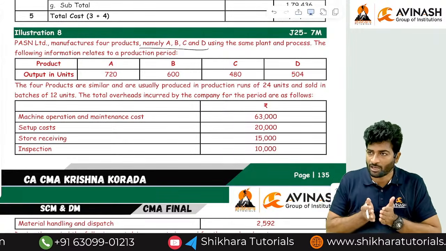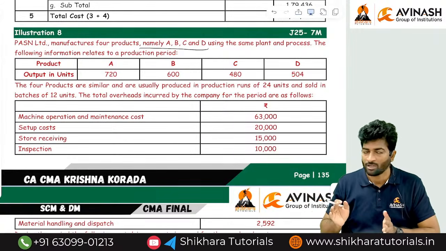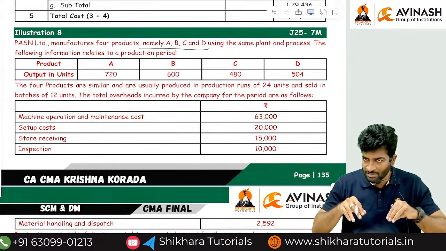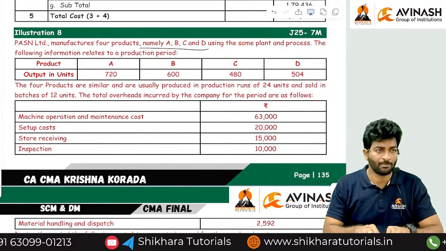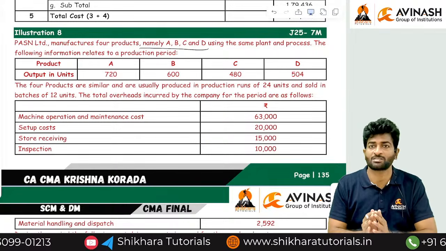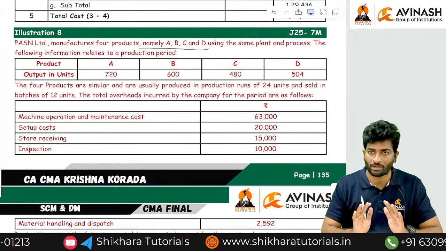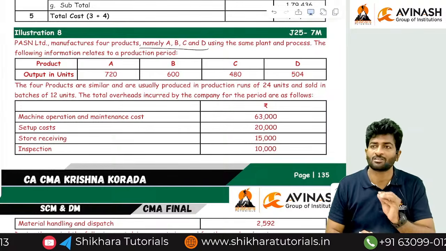Why am I going to allocate these overheads to those products? Those products are being manufactured inside the same factory in the same process. Then only these expenses can be allocated or apportioned among the products, right? Am I correct or not? That is the reason they're stressing that point.